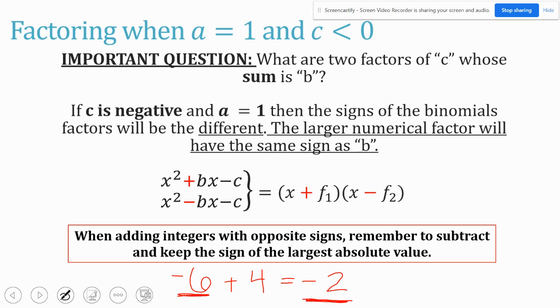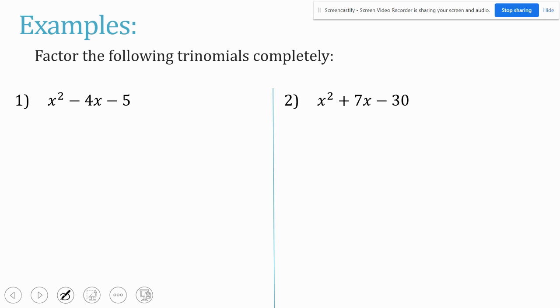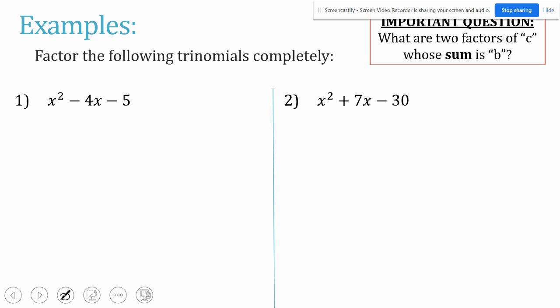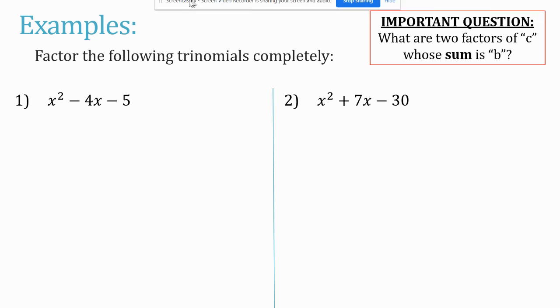Once you remember that, we're going to apply that to when we factor this. So let's take a look. Factoring trinomials completely. Remember, the important question of today is: what are two factors of c whose sum is b? Two factors that multiply to c and add to b.